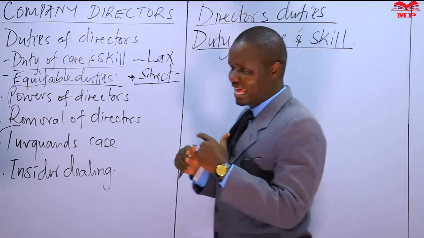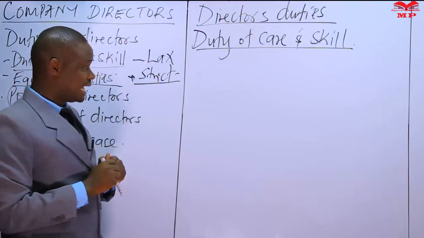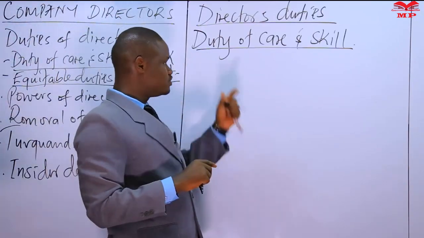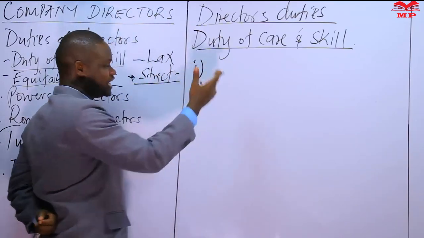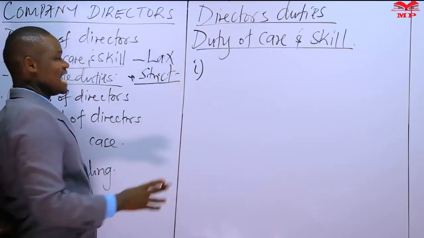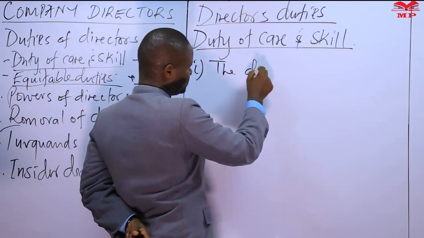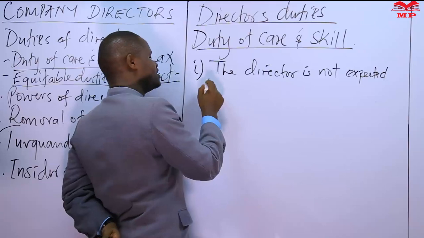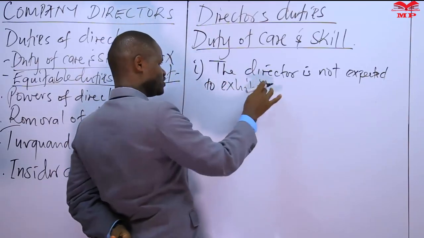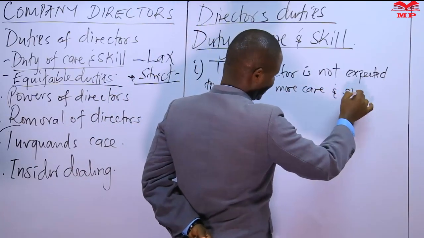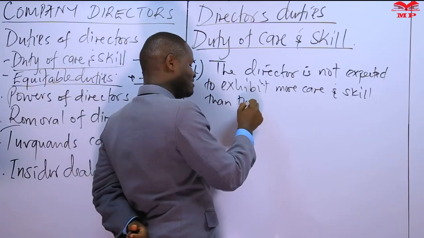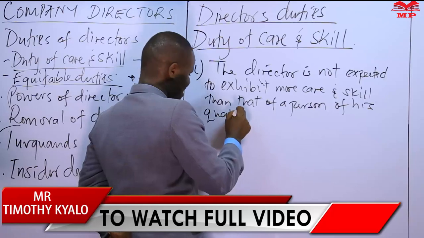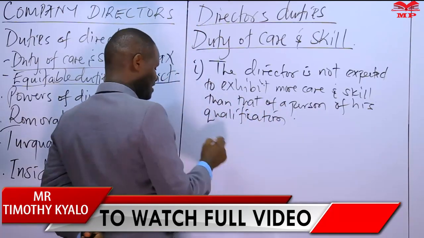Now, courts have set the standard as far as this duty of care and skill is concerned in Re City Equitable Fire. Romer J is making reference to the expectations of the law as far as the duty of care and skill is concerned. And as we shall notice, the standard being set is low. We are describing these duties as lax. For instance, we are saying the director is not expected to exhibit more care and skill than that of a person of his qualification.